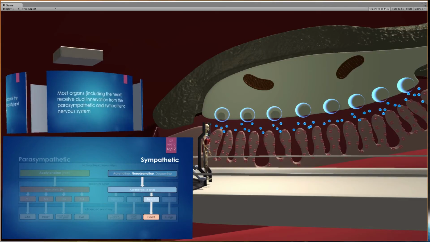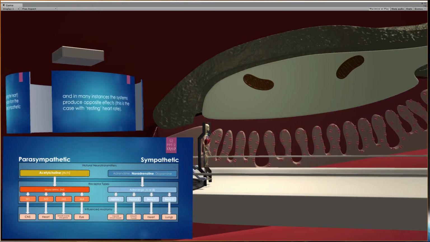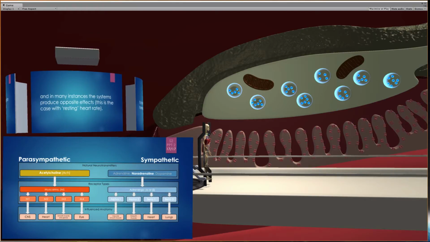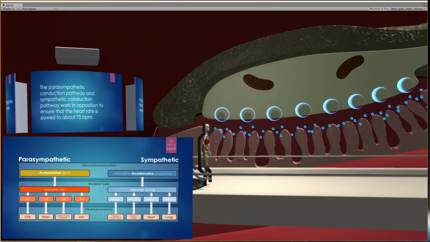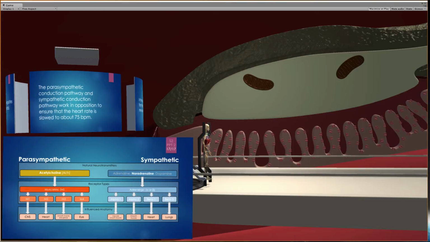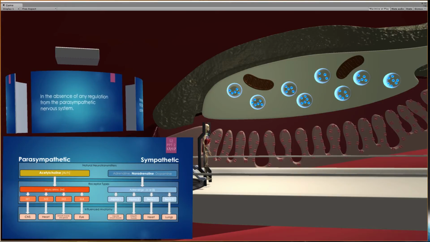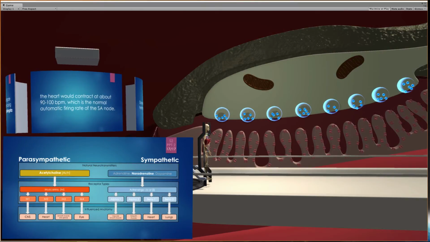Most organs, including the heart, receive dual innervation from the parasympathetic and sympathetic nervous system, and in many instances, the systems produce opposite effects. This is the case with resting heart rate. It is how the body maintains homeostasis. The parasympathetic and sympathetic conduction pathways work in opposition to ensure that the heart rate is slowed to about 75 beats per minute. In the absence of any regulation from the parasympathetic nervous system, the heart would contract at about 90 to 100 beats per minute, which is the normal automatic firing rate of the SA node.